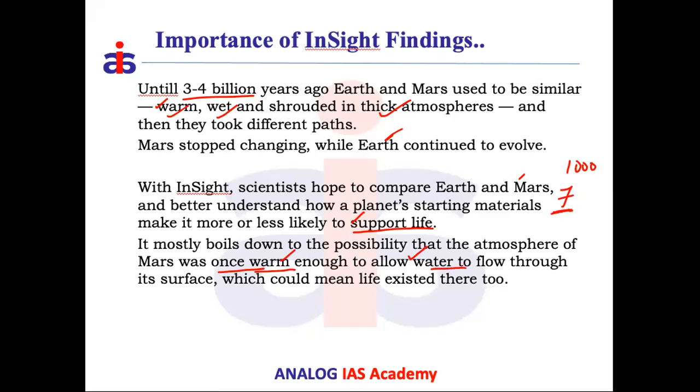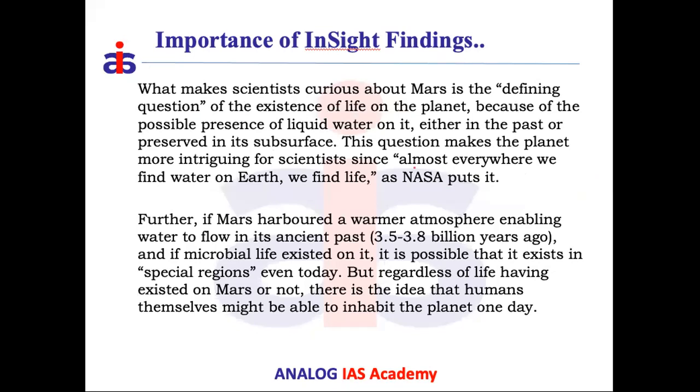So if water flowed, the question the scientists ask is: almost everywhere we find water on the earth, and wherever there is water on the earth, you can find life. So that means the existence of life is intrinsically linked to the presence of water. So if you are able to identify whether water exists on Mars, if not on the surface, in the lower layers also, since water is not available only on the surface. Even in the lower layers, water is available.